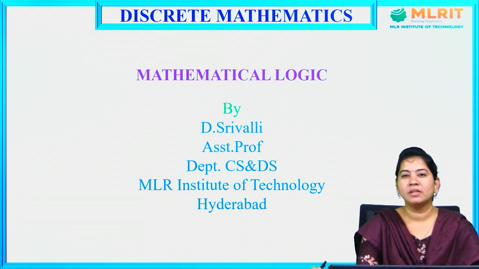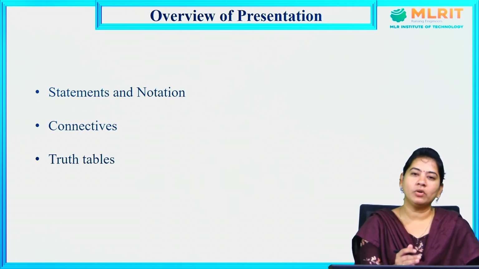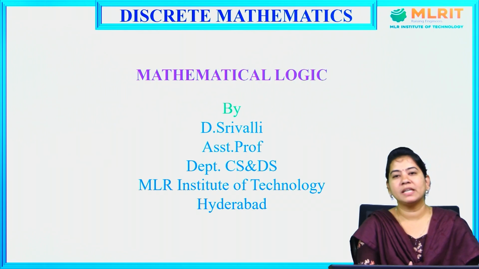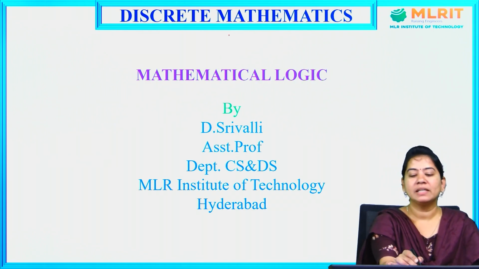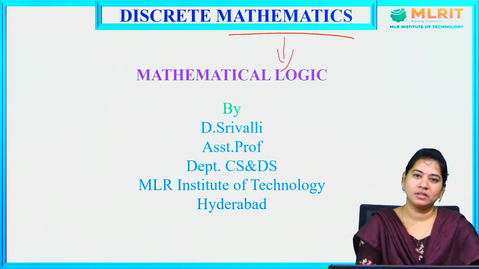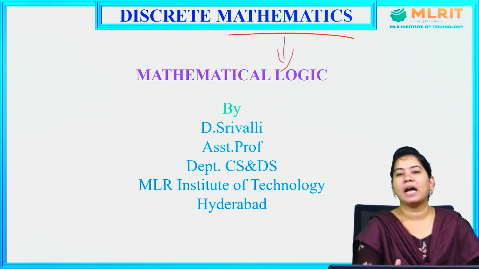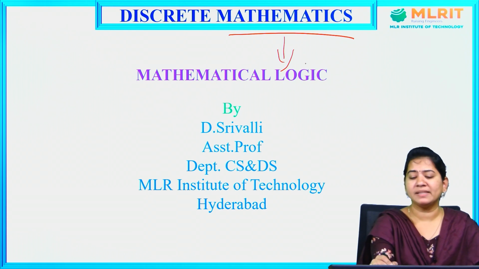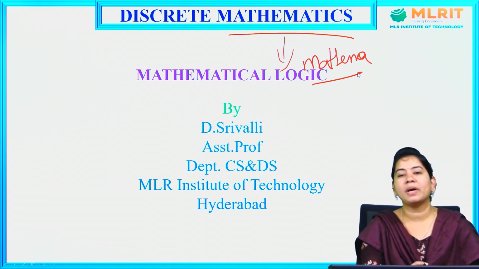So today in this session, I am going to discuss the discrete mathematics subject. Before going to discuss statements and notations, connectives and truth tables, first let us understand what the subject discrete mathematics is. First let us understand what is meant by mathematics. We already know that it is the heart of problem solving. It is a study of shapes, numbers, patterns and everything. The word mathematics comes from the Greek word mathema. The meaning of the word mathema is science, knowledge or learning.